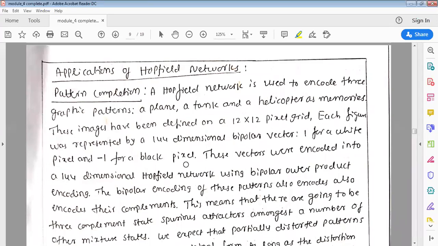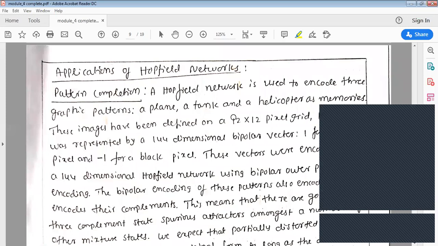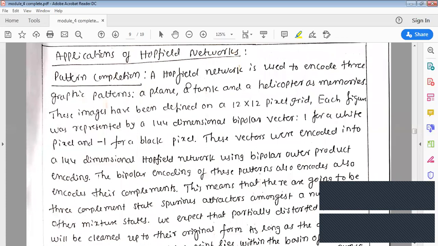Now, what are the applications of this Hopfield network? Where do you use this network? See here, pattern completion. What is the meaning of pattern completion? Let us say some pattern is already given to you, a half part of the pattern is given. How are you able to complete that pattern? So the remaining points are to be filled in.